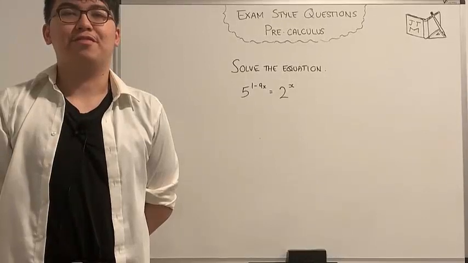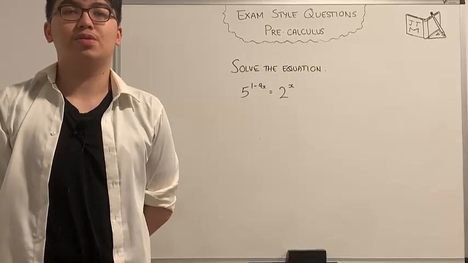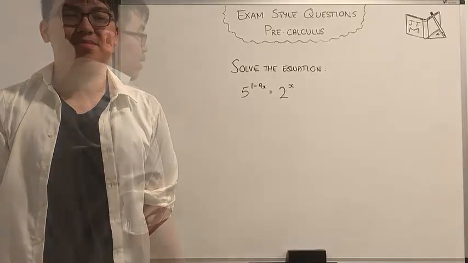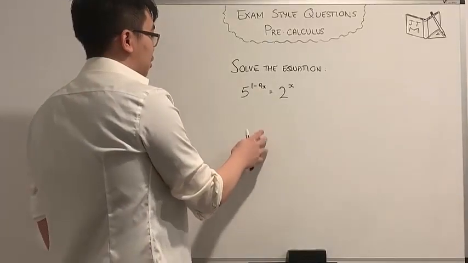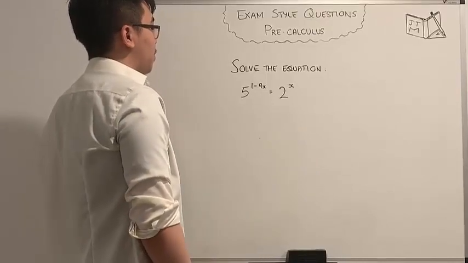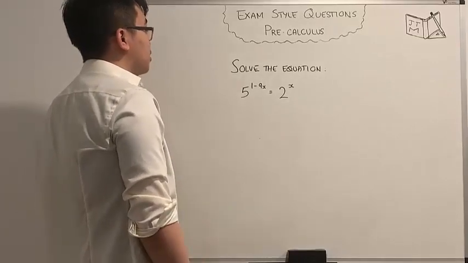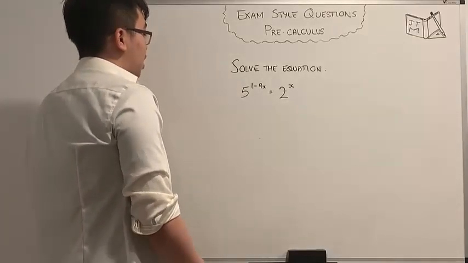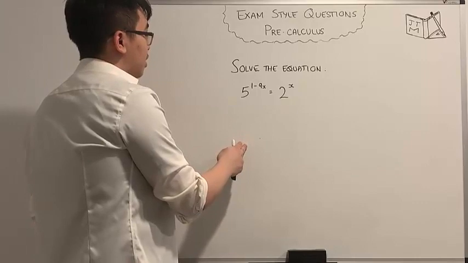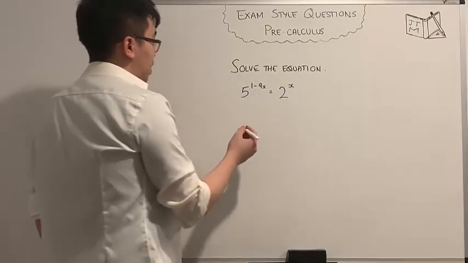The equation 5 to the power of 1 minus 9x equals 2 to the power of x. See that the x variables are in the forms of exponents where their bases are not equal to each other, which means that the way we're going to solve this equation is by using logarithms. Now we can either use the natural log or the common log. I'm going to use log to the base e, which is ln.